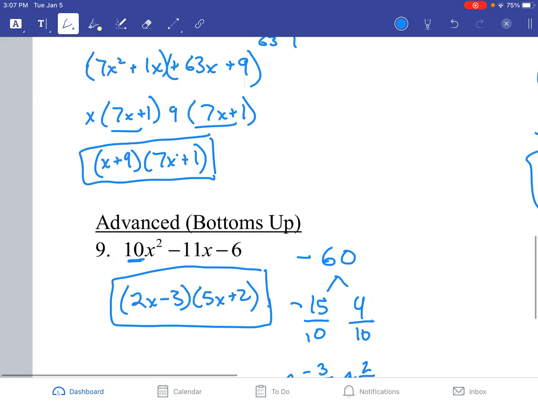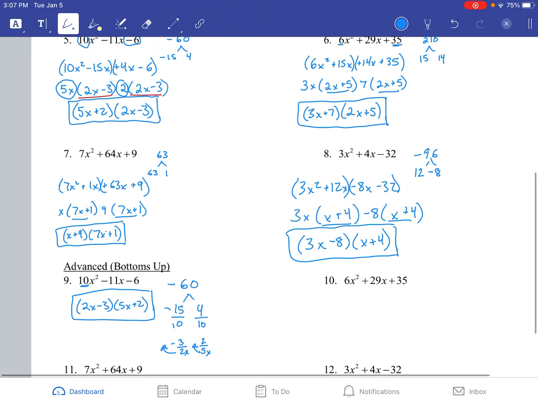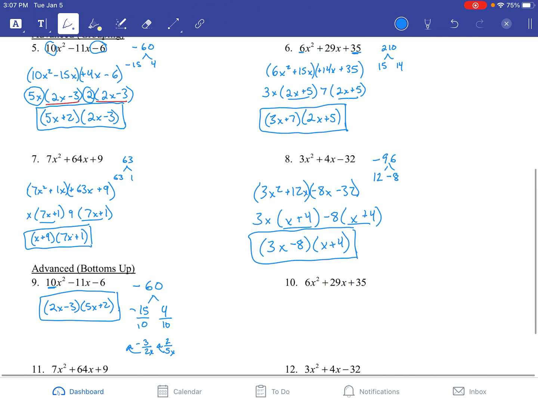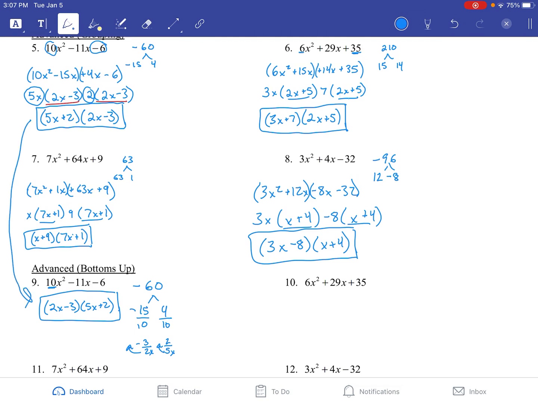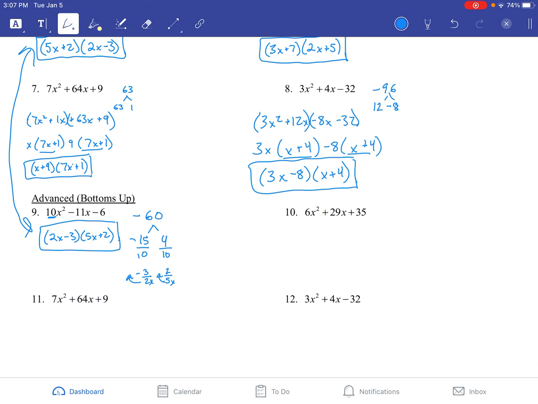If you'll notice, when we look at number 5, I have 5x plus 2 and 2x minus 3. These two things are the same. They might be written in a different order, but that's fine. It's just that I put one factor first versus the other. That doesn't really make a difference. The factors are the same.